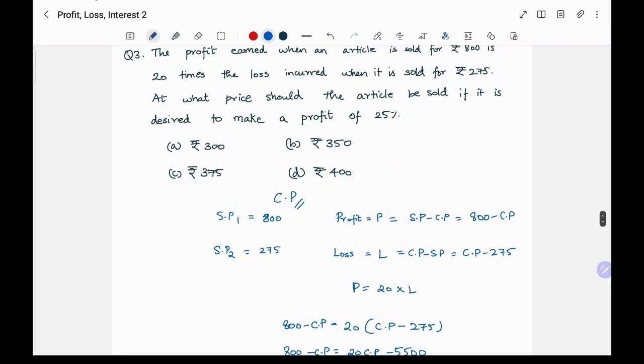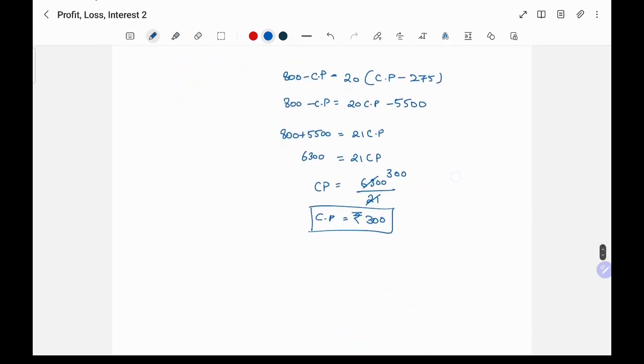And what they are asking is, what price should the article be sold at if it is decided to make a profit of 25%. So we want to find the selling price such that the profit is 25%. We know profit percentage is nothing but selling price minus cost price divided by cost price into 100. So 25% is equal to selling price, which we want to find, minus 300 divided by 300 into 100.